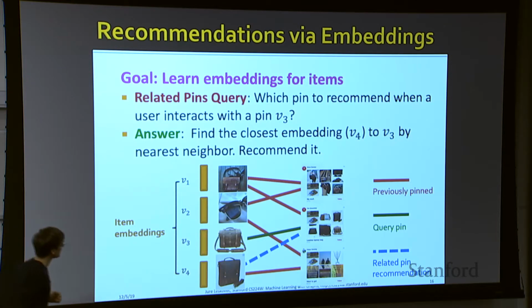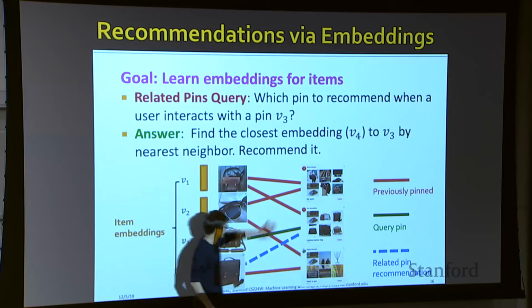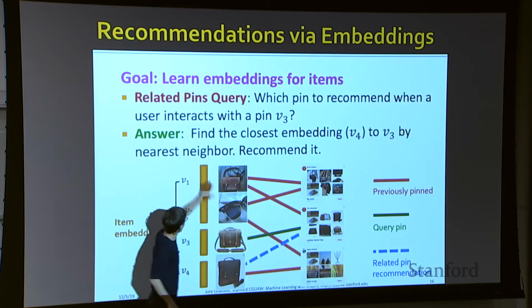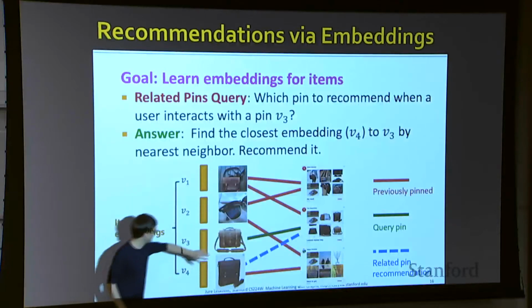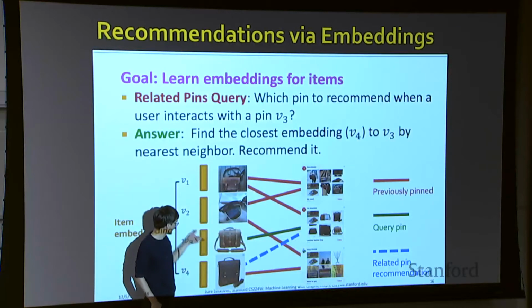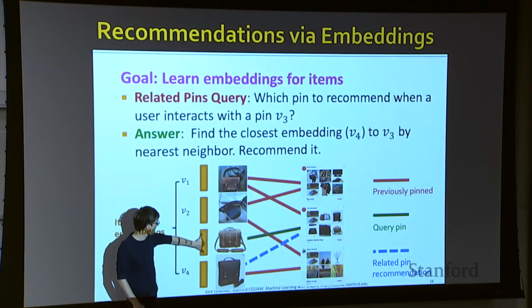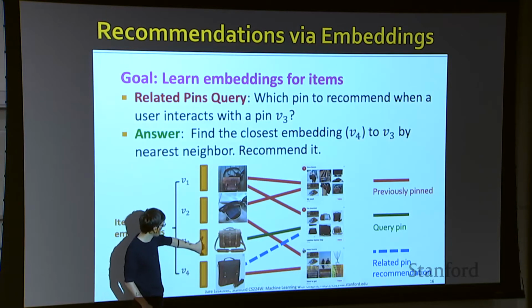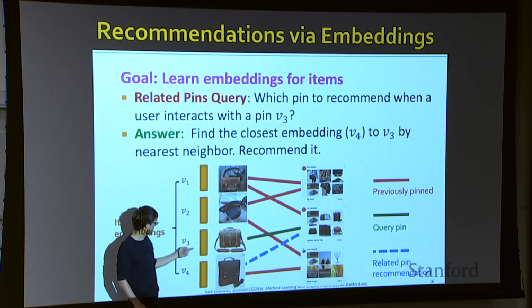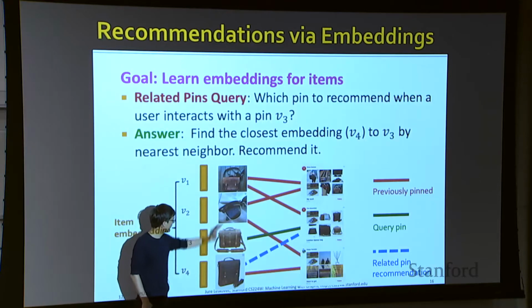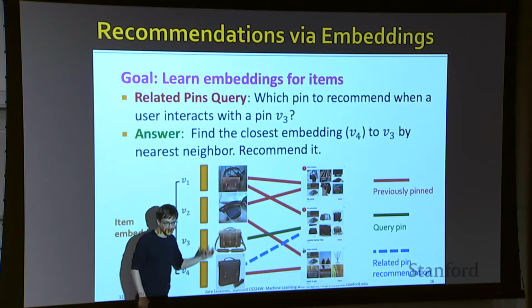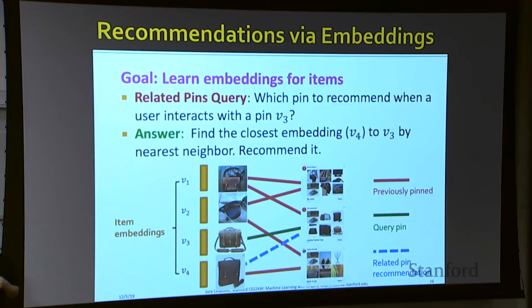So the idea is that if I have my pins and the boards they belong to, I will learn an embedding for every pin. So if you are, for example, looking at pin number 3, I will say, this is the embedding for the pin. This is now a point in some high dimensional space. Let me find the points that are closest to this point in the embedding space. Whichever of these other pins is closest, those will be my recommendations, right?